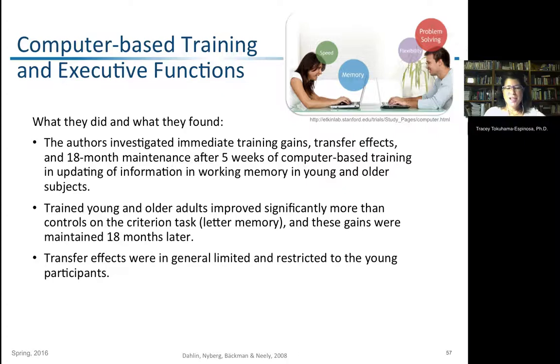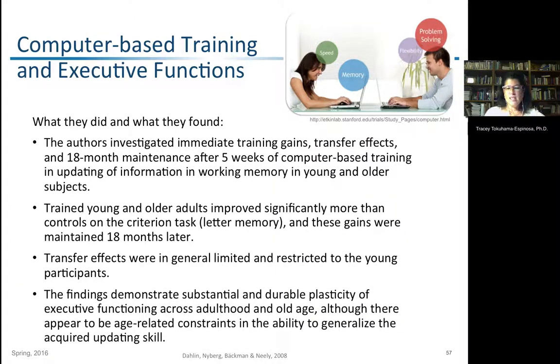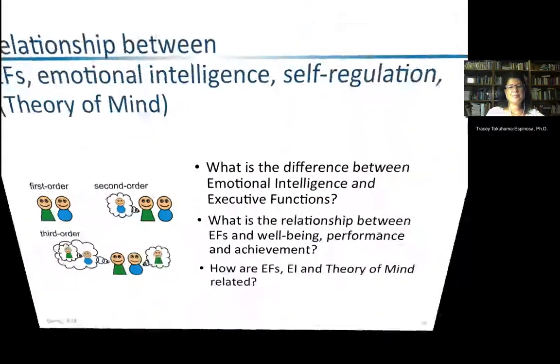But being able to transfer and to use that type of learning in new situations actually was limited to the younger students in general. So the findings demonstrate substantial and durable plasticity of executive function training across adulthood and into old age, although there appear to be age-related constraints in the ability to generalize the acquired updating skill, so being able to transfer or use this in new situations.